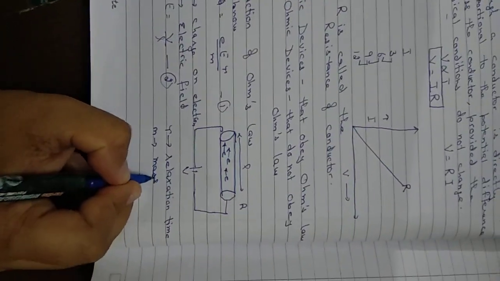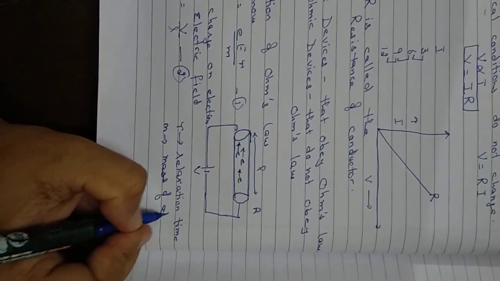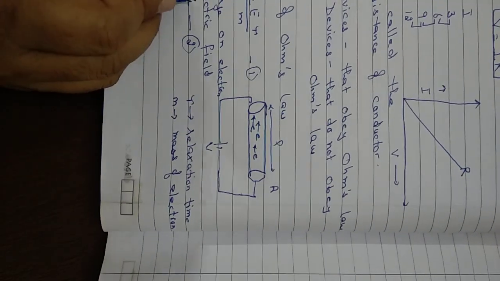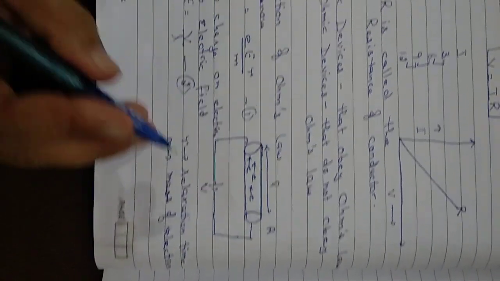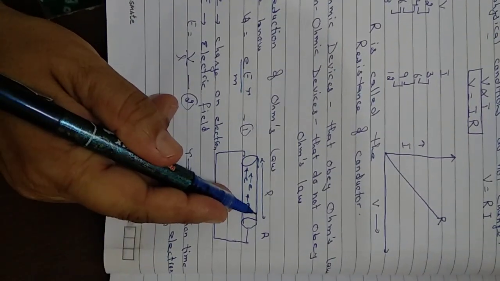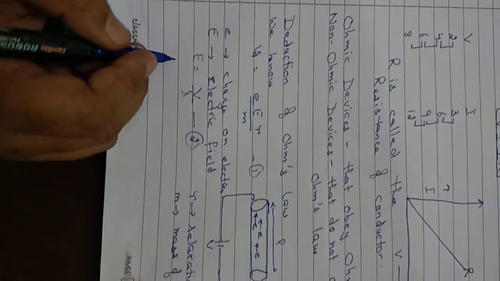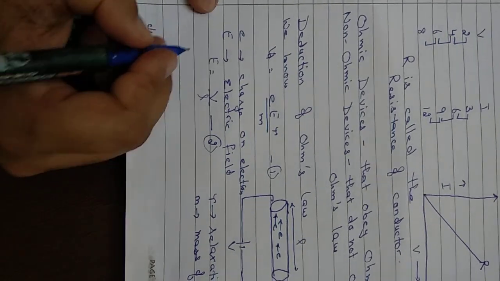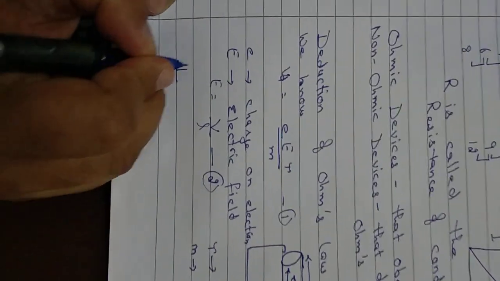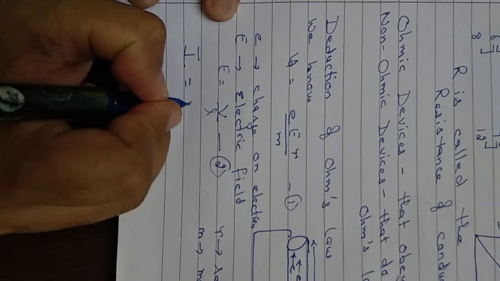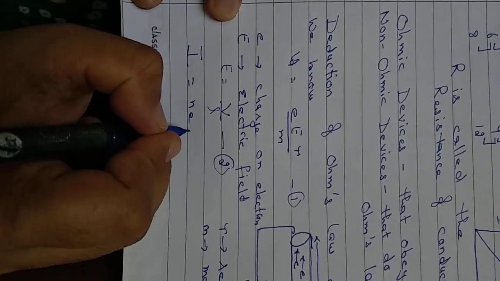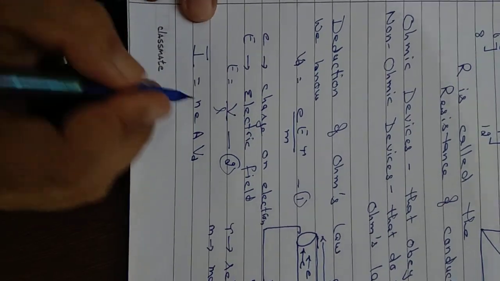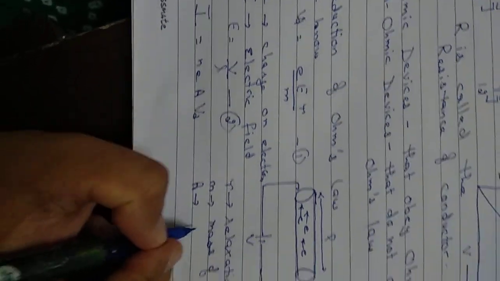So this relation we did in drift velocity: Vd is equal to E tau upon m, equation 1. The electric field is the gradient of potential. The potential across the two ends is V, and L is the length of the conductor, so the electric field will be given as E is equal to V upon L, equation 2. One more relation we did there, the relation between current and drift velocity: I is equal to N e A Vd, where A is the area of the conductor.